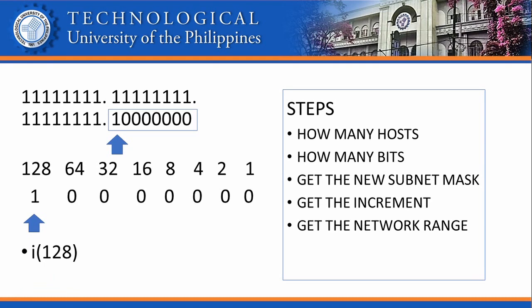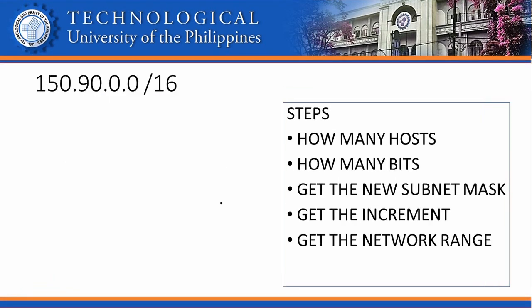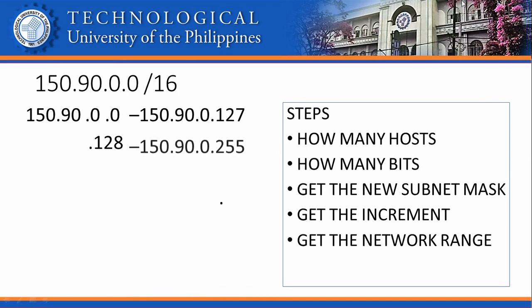Okay. Let's get the network range na. First, isulat natin yung classful network address. Okay, saan ulit tayo mag-i-increase? Saan may huling value ang ating new subnet mask? It is in the fourth octet. So, mag-i-increase tayo sa fourth octet ng 128. Since 128 siya, dalawang subnet lang yan, no? Kasi after 128, 255 na. So, ito yung network addresses natin, 0.0 and 0.128. And for our broadcast address, we have 0.127 and 0.255. Okay, tapos na tayo mag-subnet, no?